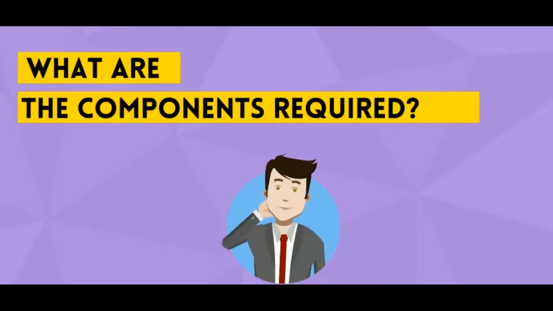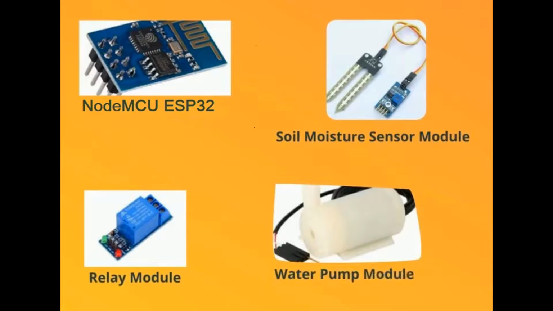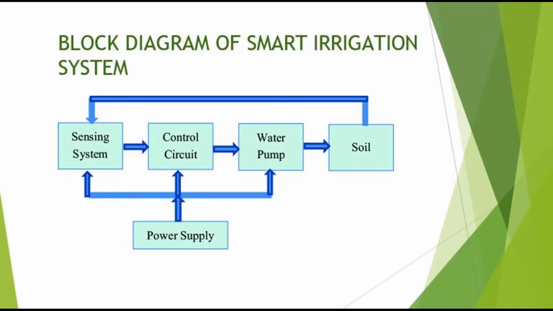Now we will discuss the components required in our project. These are the components which are used in our project. The first one is NodeMCU ESP32. The second one is relay module. The third one is soil moisture sensor module. The last one is water pump module. This is the block diagram of our project, smart irrigation system: power supply, sensing system, control circuit, water pump to soil.